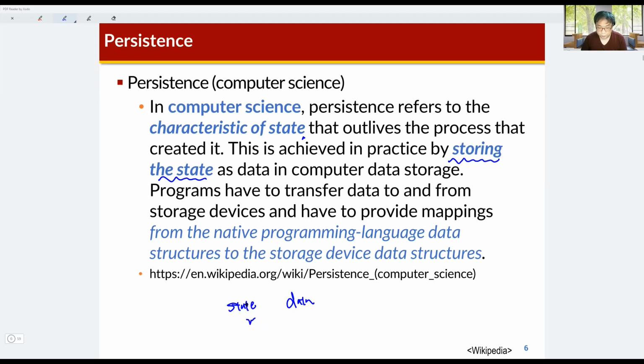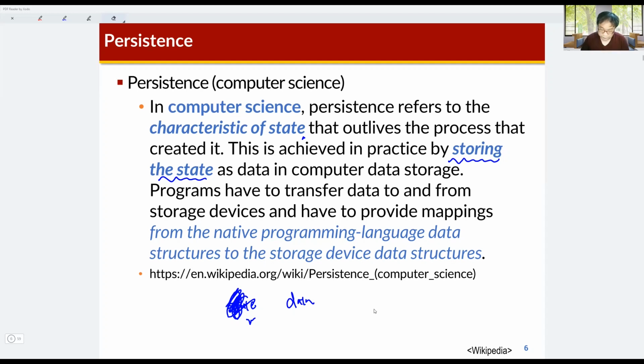I don't know why it doesn't work. The eraser doesn't work.